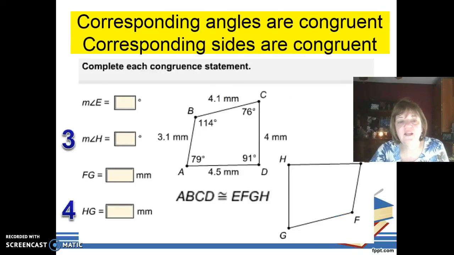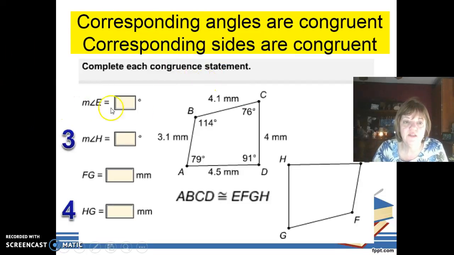All right, I got a couple more for you, but before I let you do numbers 3 and 4, I'll help you out with these two. So we've got the measure of angle E. It says here that the corresponding angles are congruent, the corresponding sides are congruent, and down here is our congruency statement. ABC is congruent and similar to EFGH. So when they're congruent, that means the angles are congruent and the sides are congruent.